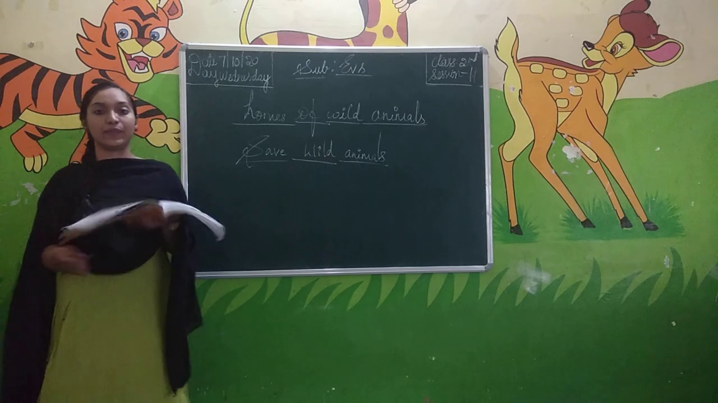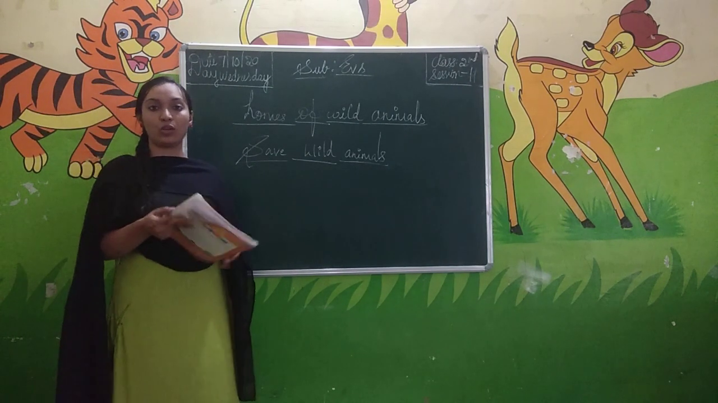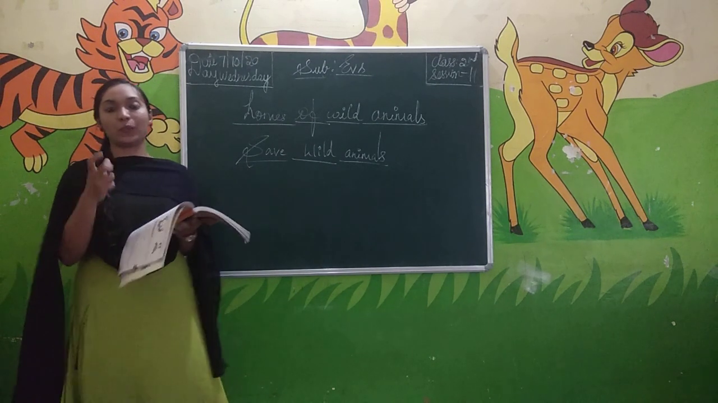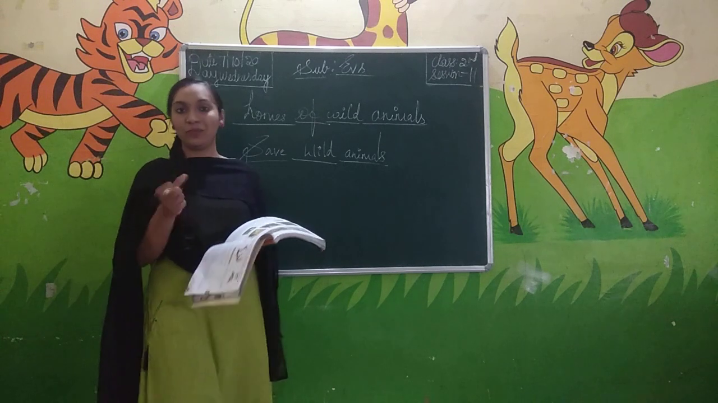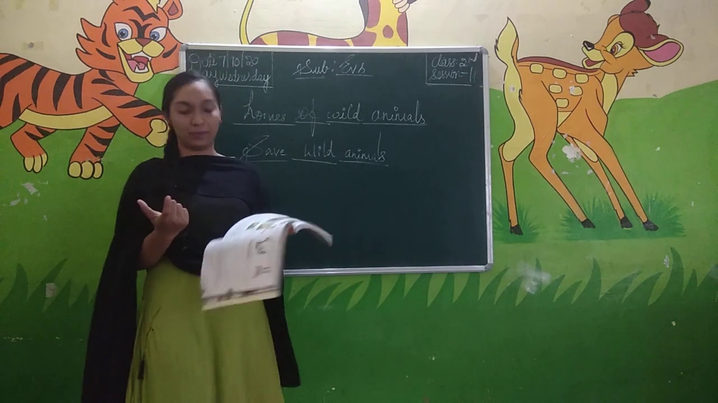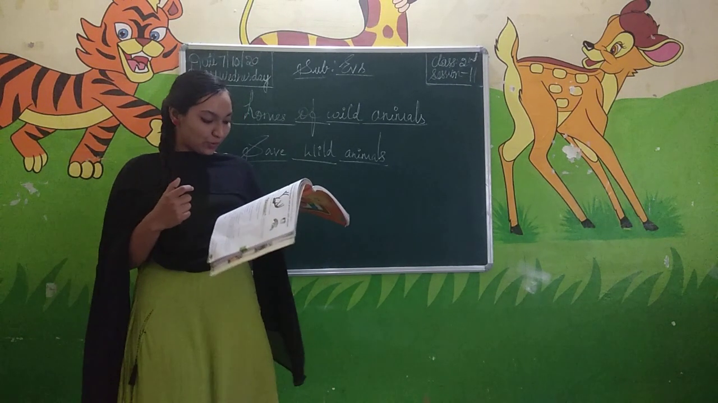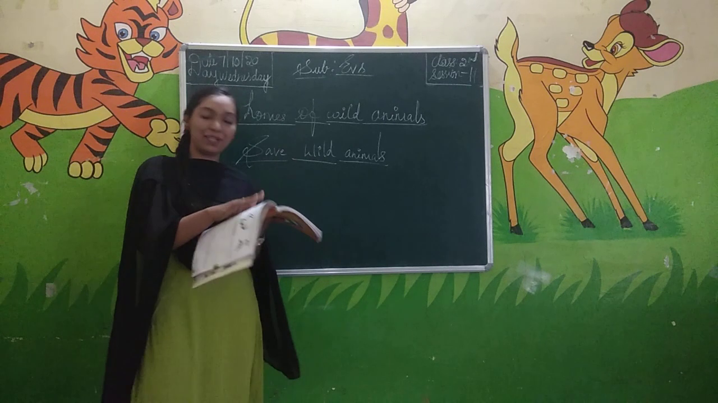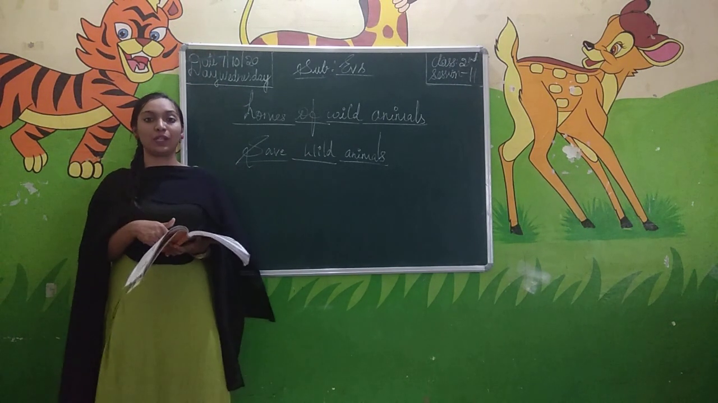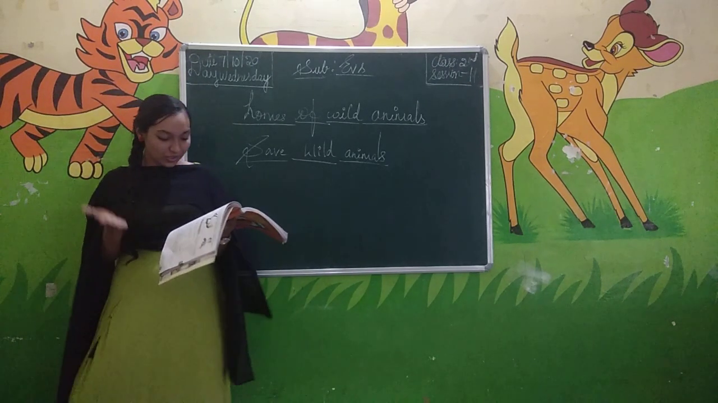So children, as you know, wild animals are very dangerous for human beings all over the world. Forests are their homes. For wild animals, their home is a forest. Forest is the very best place for wild animals. But forests are being cut. Humans are responsible for this. What are human beings doing? They are cutting the trees of the forest. Human beings are responsible for this.